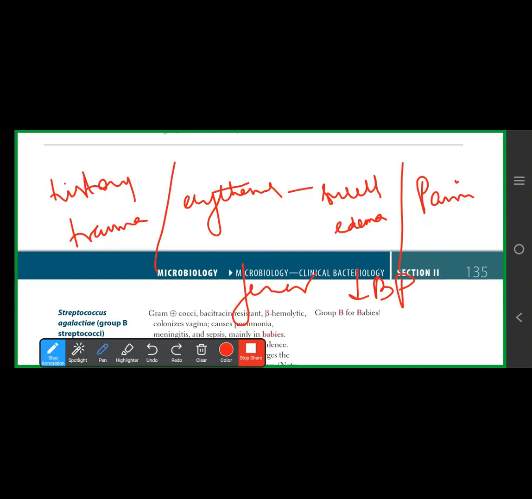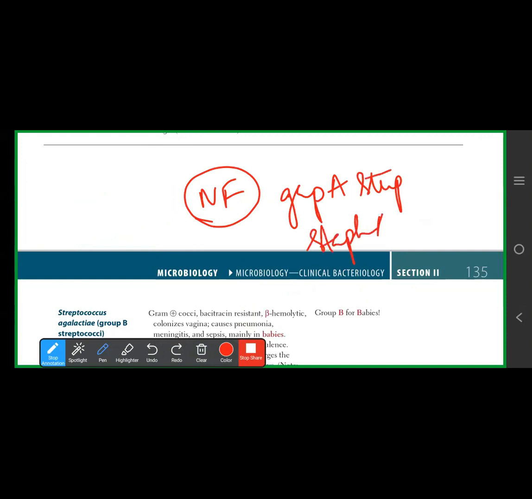you have to remember the 4 common causes of necrotizing fasciitis. One is going to be your group A Streptococci. Next is going to be Staphylococcus aureus. Next is going to be Clostridium perfringens. Next is going to be polymicrobial. So these are all the common causes of necrotizing fasciitis.